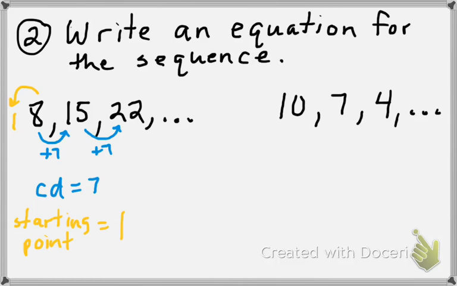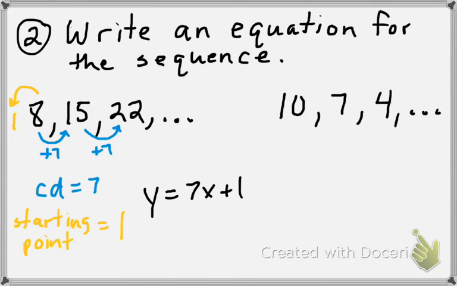Okay, so I've said, okay, it's going up 7 every time. So if I went back from the 8, where would it have come from? What would have had to come from 1 so that when I add 7, I would get to 8? Again, these are the only 2 numbers we need. And then we say y equals 7x plus 1, because the common difference is 7 and the starting point was positive 1.